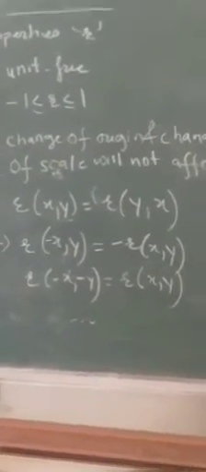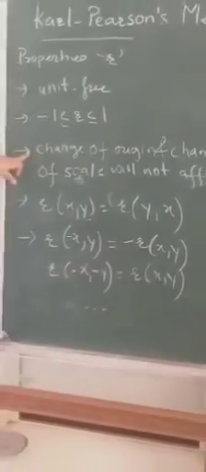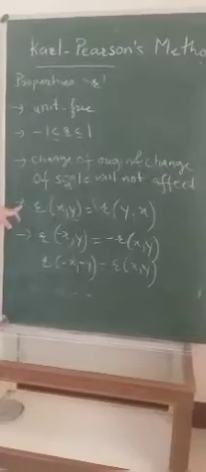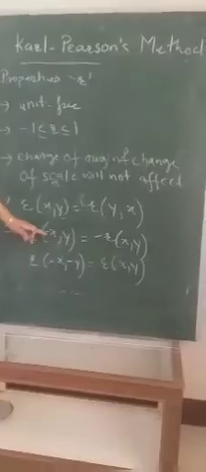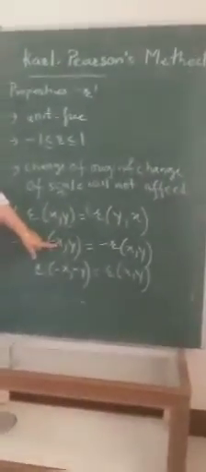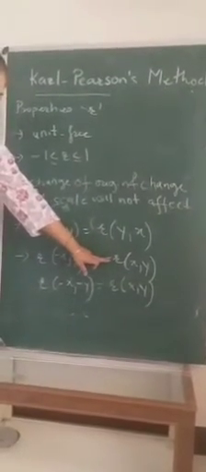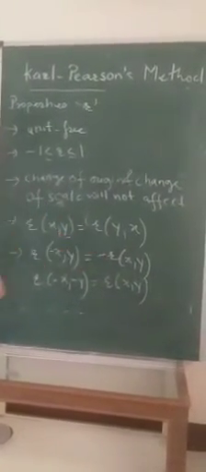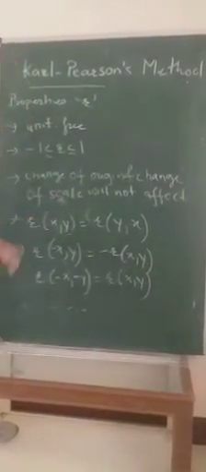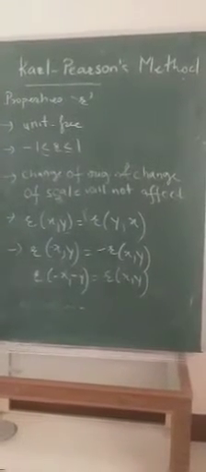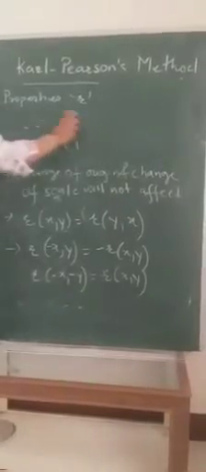So these are the properties of R that you can list out. It is unit free, it has a range, and it is independent of change of origin and change of scale. The value of r xy is equal to r yx, and if I change the sign of any one of x and y, the same negative sign is multiplied with the correlation coefficient. But if I simultaneously change both values, R will remain the same. Now, after these properties, let us understand the types of correlation.